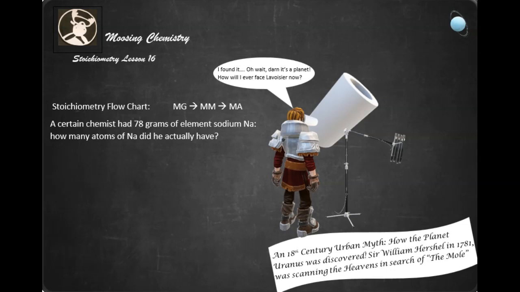In this lesson, we're going to convert grams of an element into atoms of that element. So how's that possible? Well, you have to remember that we're going to use something called the mole. 1 mole is equal to 6.022 times 10 to the 23rd atoms. And that's always true, all right?